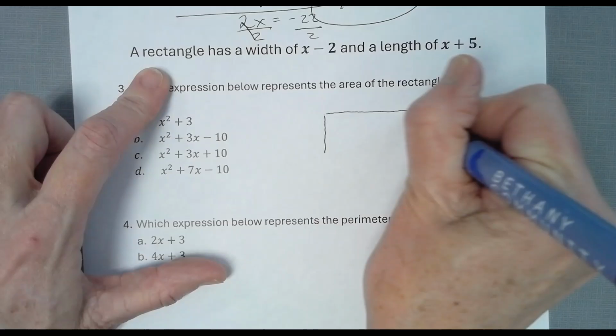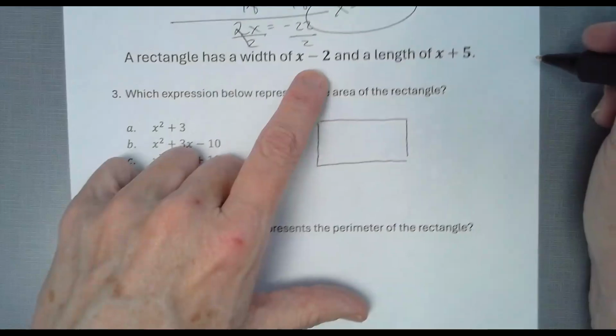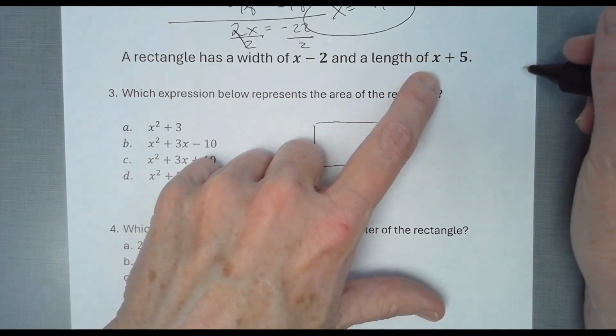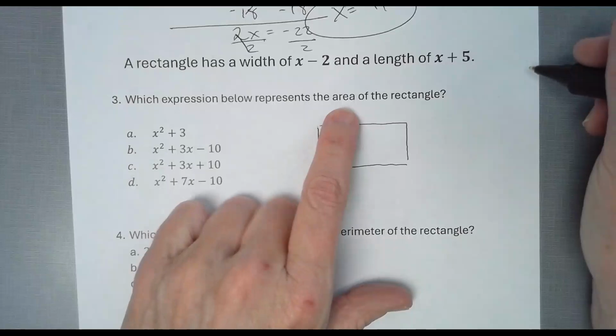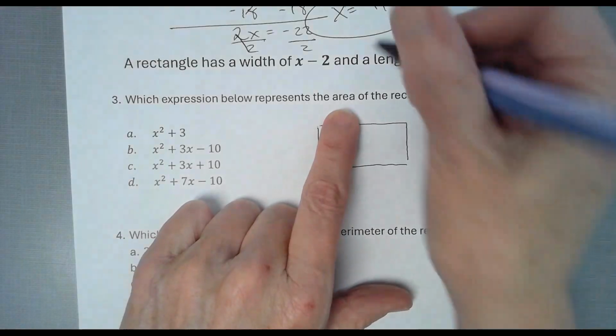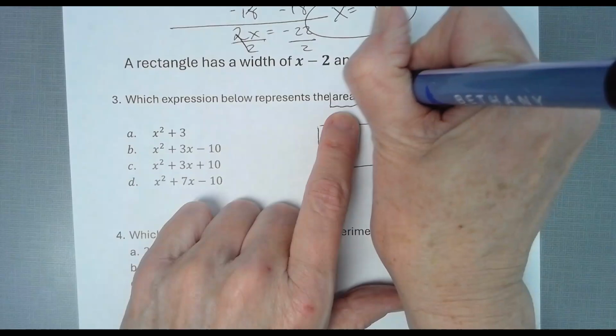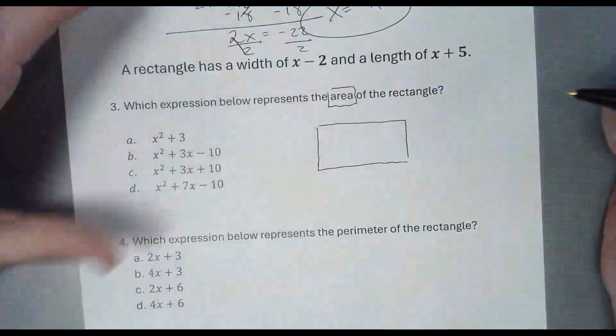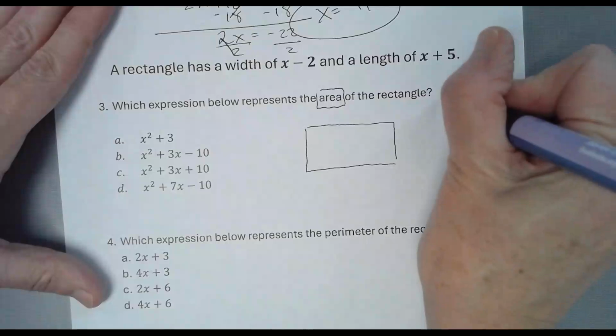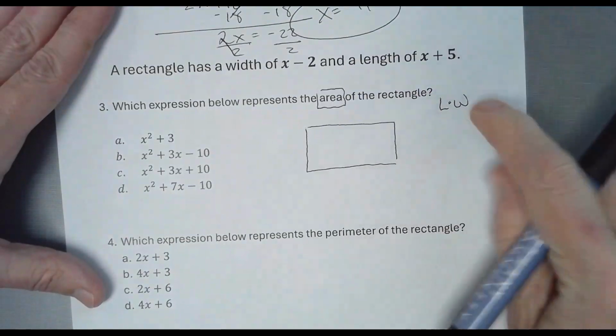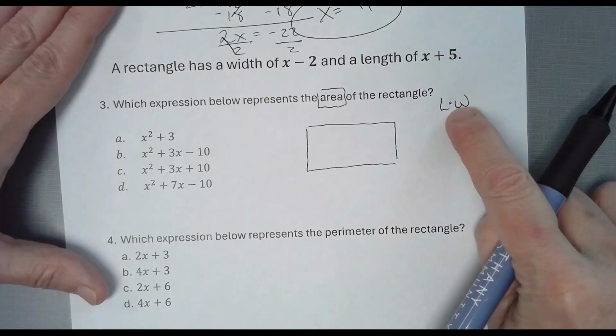First of all, rectangle. The length is x minus 2. The width is x plus 5. It's asking me to find what? Okay, can somebody tell me the formula for the area of a rectangle? Length times width. So would y'all agree we're multiplying?